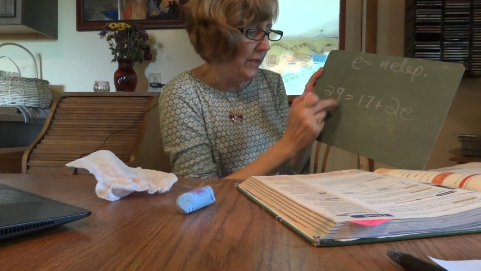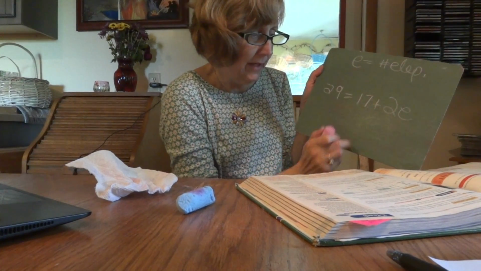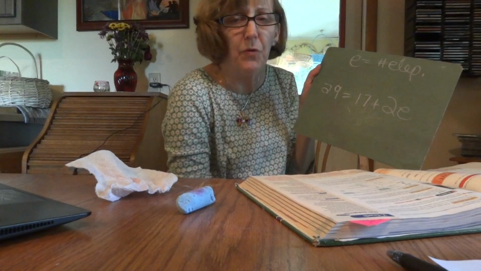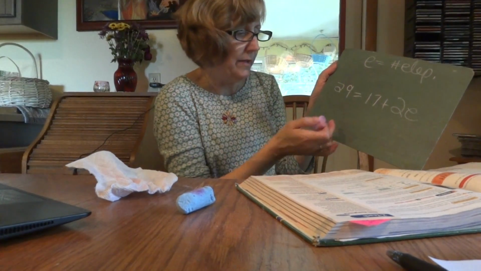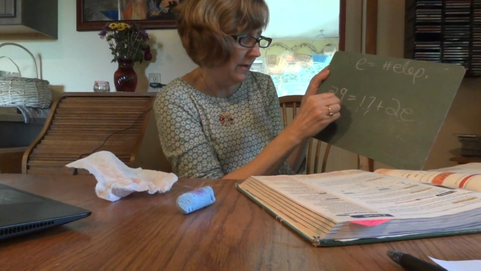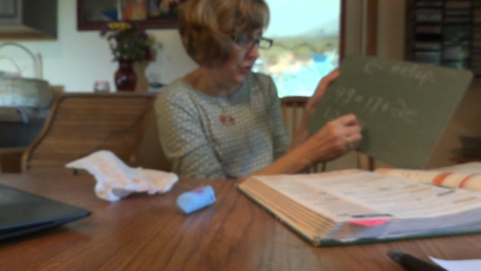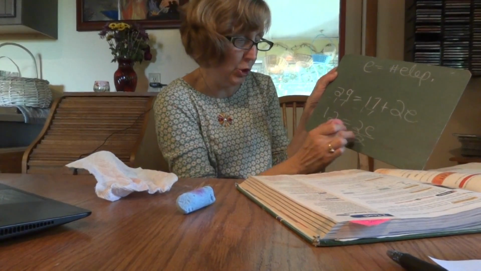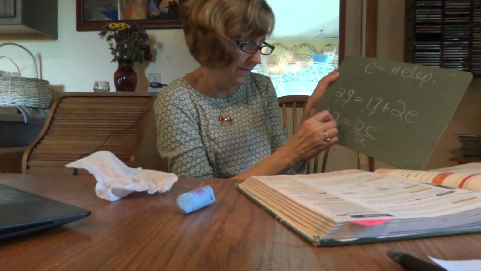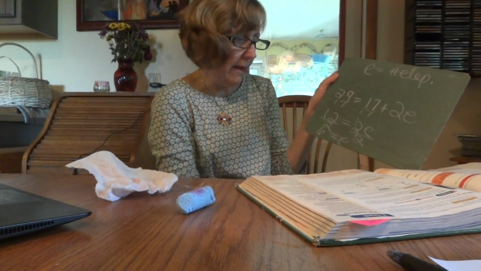Is always means equals. More than always means add. Twice that's multiplication. Now we can solve the problem. We're going to need to get rid of the 17 by subtracting. So 12 equals 2e. Divide both sides by 2. We're trying to get e by itself. And e equals 6. 6 elephants.